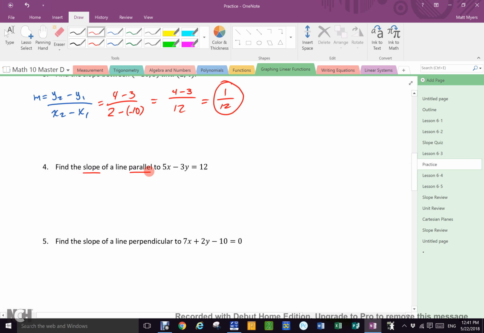Slope and parallel. I want to know the slope of a parallel line. What do we know about parallel slopes? They're the same. So I have this line right here, this yellow line, has a slope, doesn't it? Any parallel line will have the same slope, won't it? How can I know the slope of an equation just by looking at it? What would I have to do?